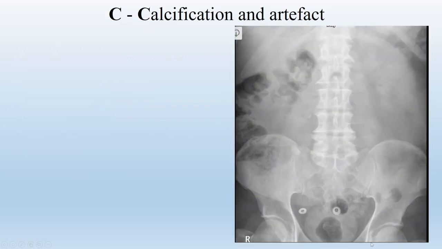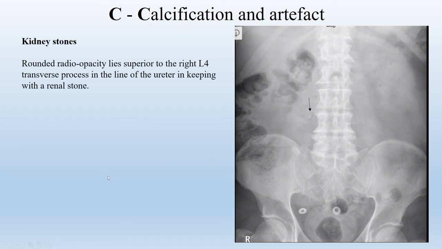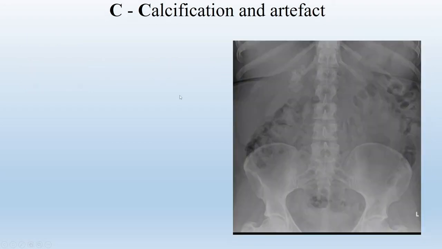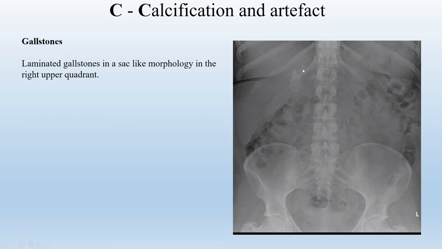This is another case. From the first moment, at least it was quite hard for me to spot it, and you need to pay attention. Kidney stone. The round radio-opacity lies superior to the L4 body, in keeping with a renal stone. Another calcification can be seen here. Gallstones in a sac-like morphology in the right upper quadrant.